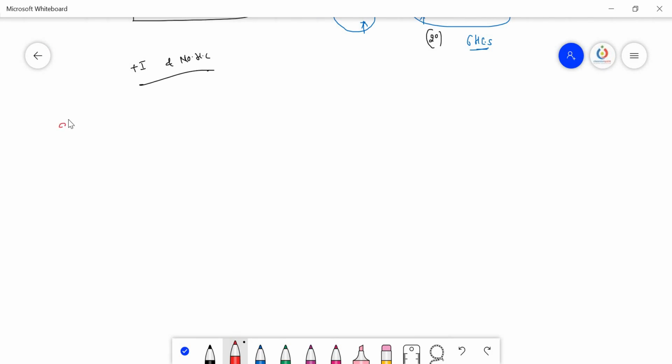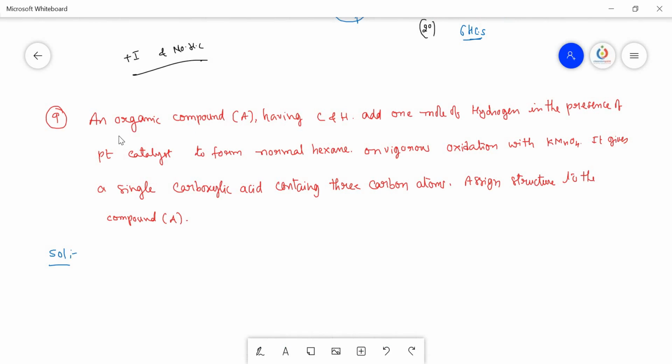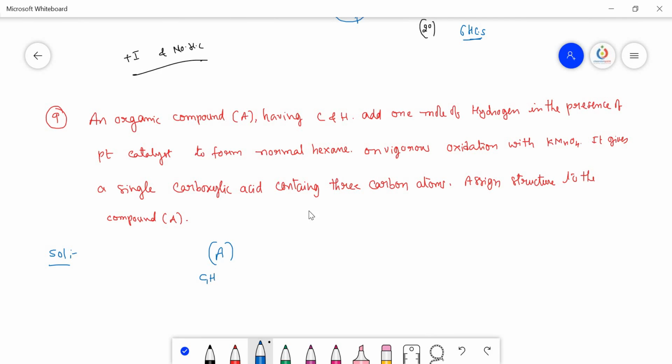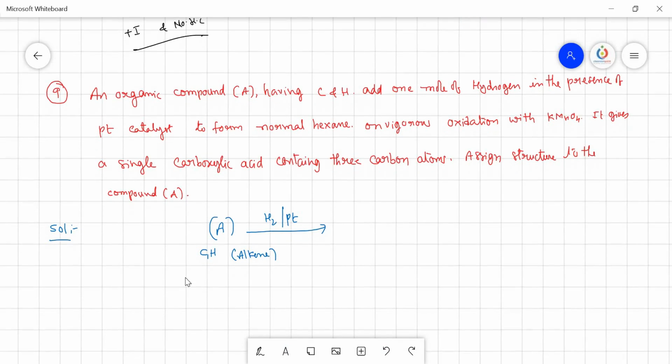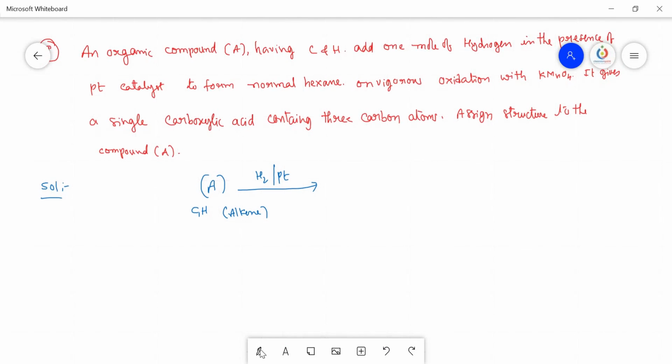Now let us solve the next question, question number 9. The 9th question: an organic compound A having carbon and hydrogen, which adds only 1 mole of hydrogen in the presence of platinum. So only 1 mole of hydrogen it is adding means this compound must be an alkene, because alkynes react with 2 moles of hydrogen, because number of moles of hydrogen equals number of pi bonds between the carbon atoms, or number of pi bonds involved in the particular molecule. So that normal hexane will be formed.